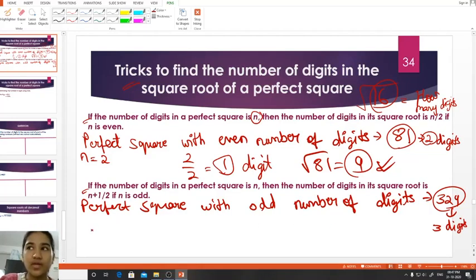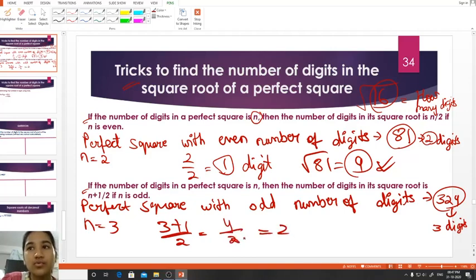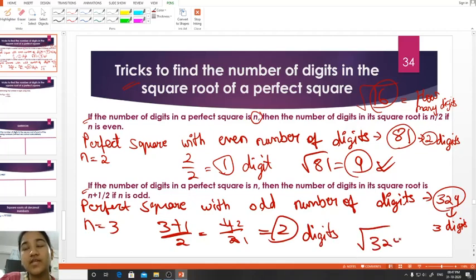Its square root, that means n is equal to 3. We have to take 3 plus 1 by 2, which is 4 by 2, which is equal to 2. That means 2 digits. Square root of 324 is 18, and it's absolutely correct that it has 2 digits. So this is one way, by using n by 2 and n plus 1 by 2.